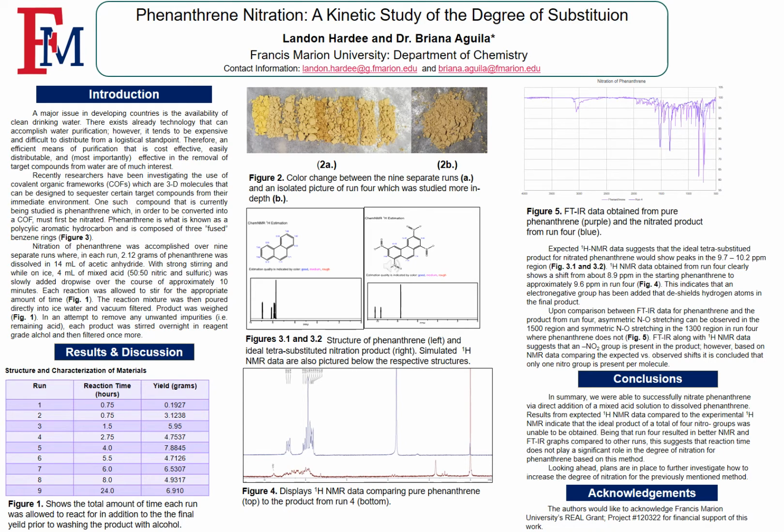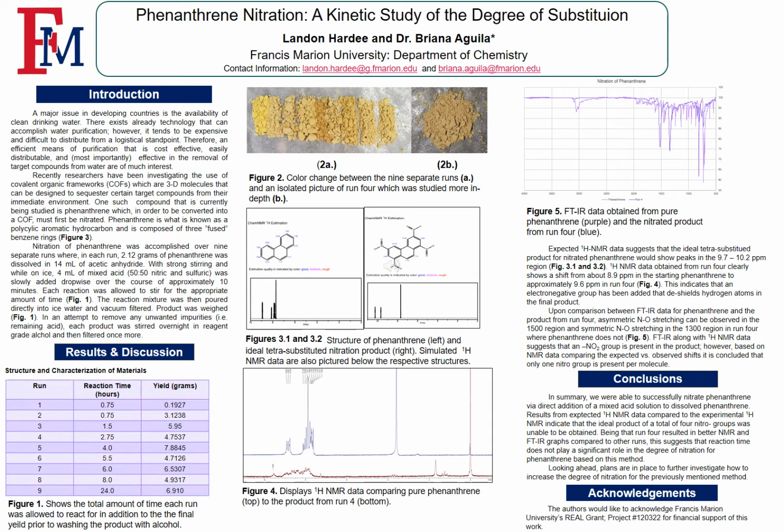The NMR data that we obtained, which is in figure 4, shows that there is a shift from about 8.9 in starting phenanthrene, which is the blue on top, to approximately 9.6 in run 4, which is the red lines on the bottom. What this indicates is that an electronegative group has been added on, and electronegative groups can deshield hydrogen atoms. The more electronegative groups, the farther left on the graph we're going to see peaks.